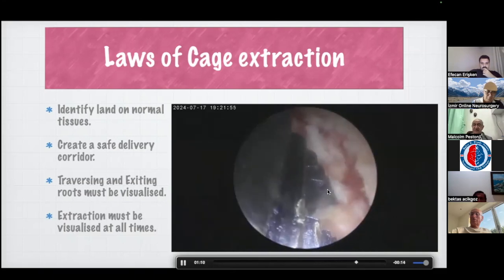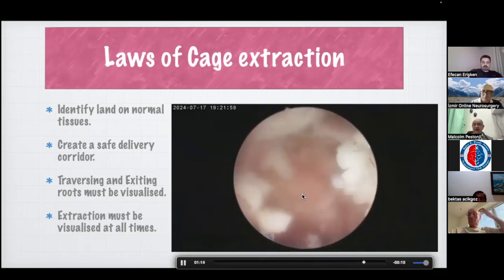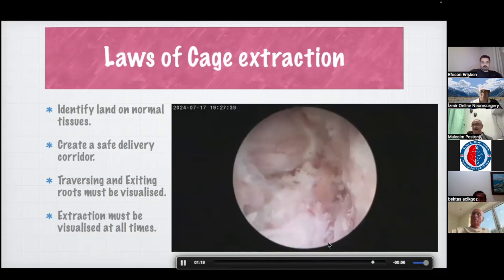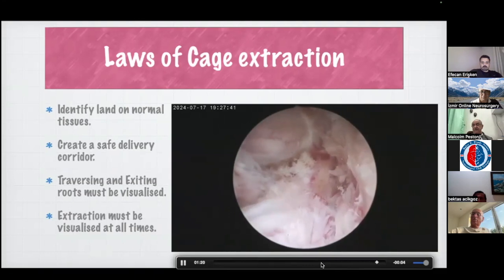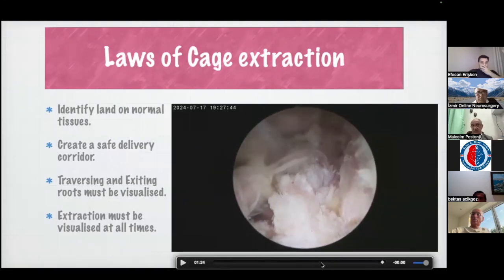I can see the fibrous band within this, but it is not communicating with the root. And I finally have the cage out with the root intact, axilla intact, no dural tear, no root injury, patient doing well.